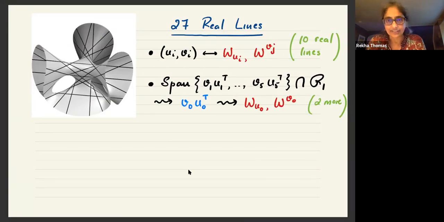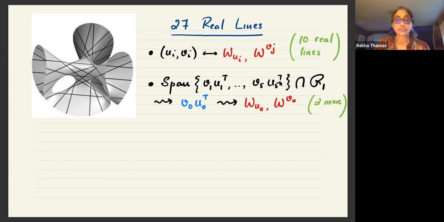But it turns out these 10 lines, or the image pairs that we were given, point pairs that we were given, they secretly actually carry another pair of real lines. And the way you get it is like this. You take the rank 1 matrices that you get from the point pairs that we had. So look at V1 U1 transpose, rank 1 matrix, all the way up to V5 U5 transpose. These are 5 rank 1 matrices. Look at their span. Okay, so their span is 4-dimensional. The rank 1 variety is 4-dimensional. It has degree 6. So when you cut the rank 1 variety with this span, you will get 6 points.